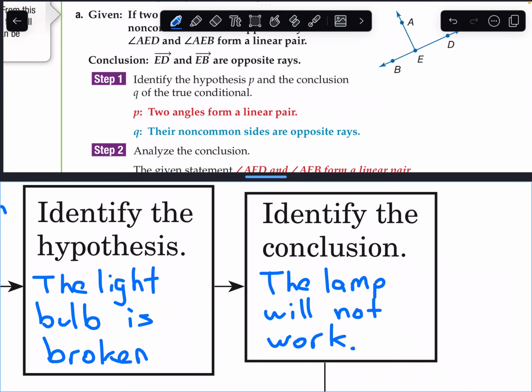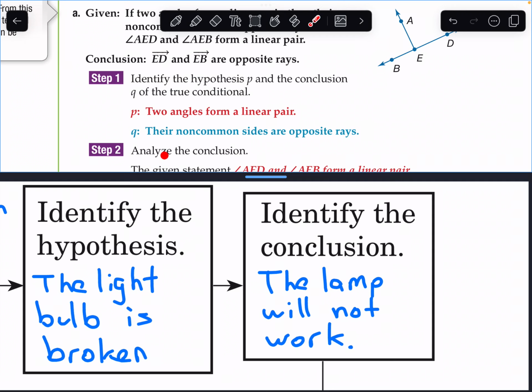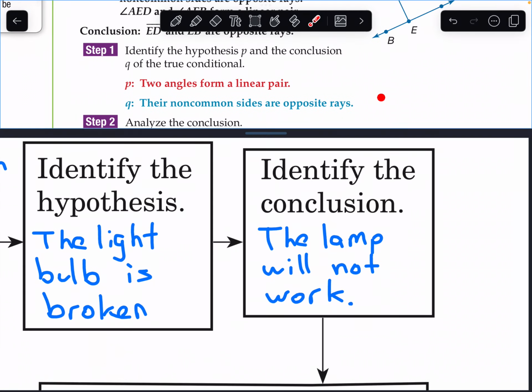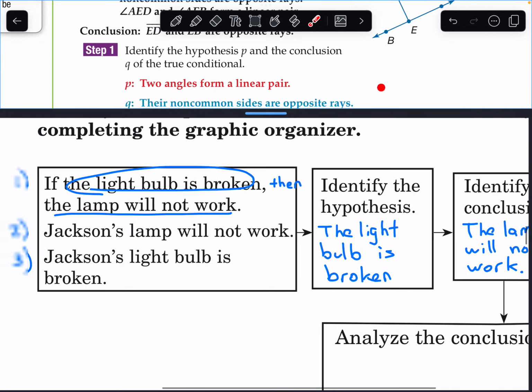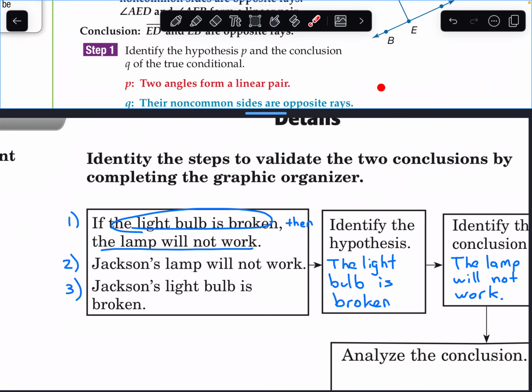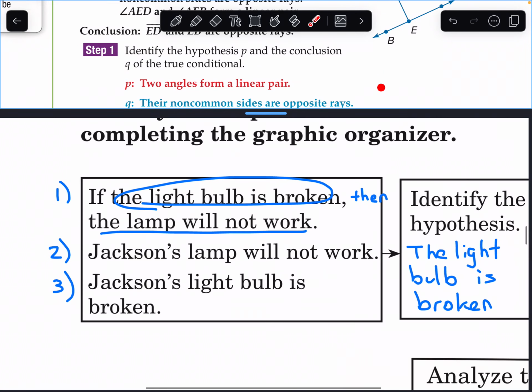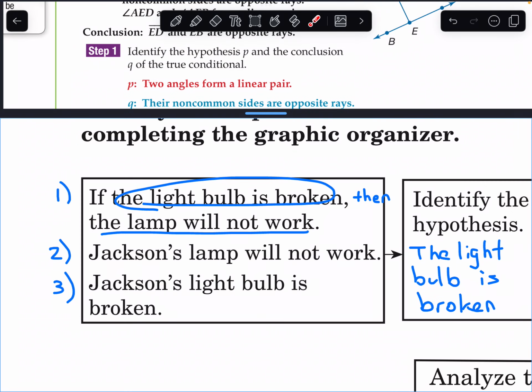Okay, step 2 says to analyze the conclusion. And here we're talking about not just the conclusion of the conditional, we mean the conclusion of the argument. First, look at the other statements. What do we know here? We are told Jackson's lamp will not work.